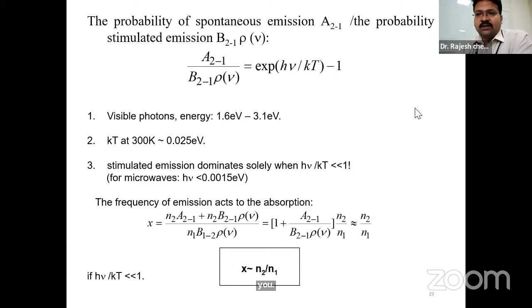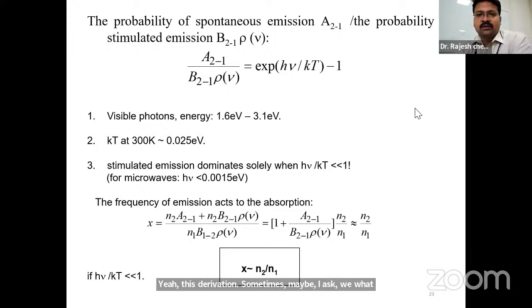This derivation, sometimes we may ask, what are the Einstein coefficients. So you have to use these equations.